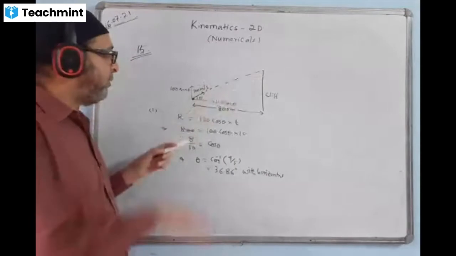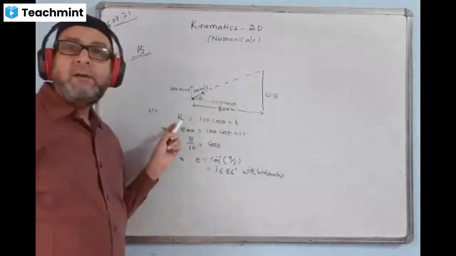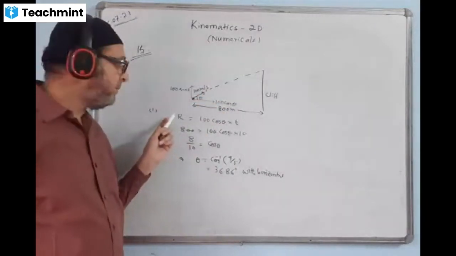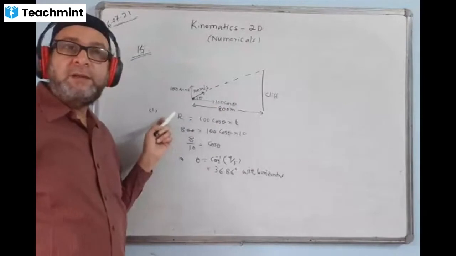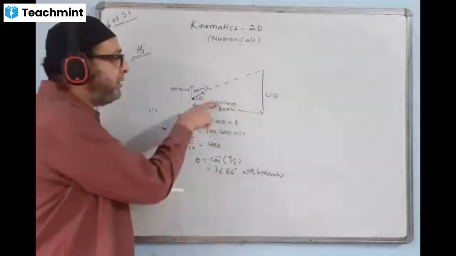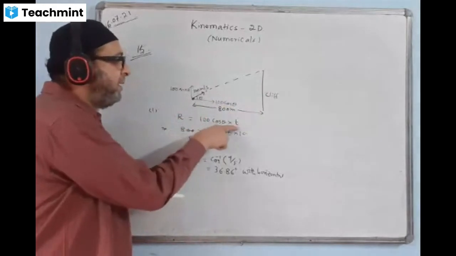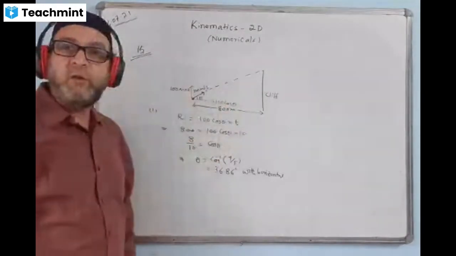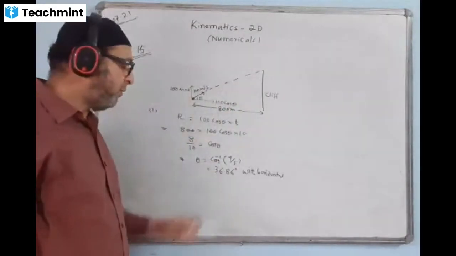Timing is given. Horizontal motion is constant motion. The formula is distance equals velocity into time, but in the horizontal direction the velocity is 100 cos theta, so I multiply it by the time. Time is given as 10 seconds. I have got this answer.